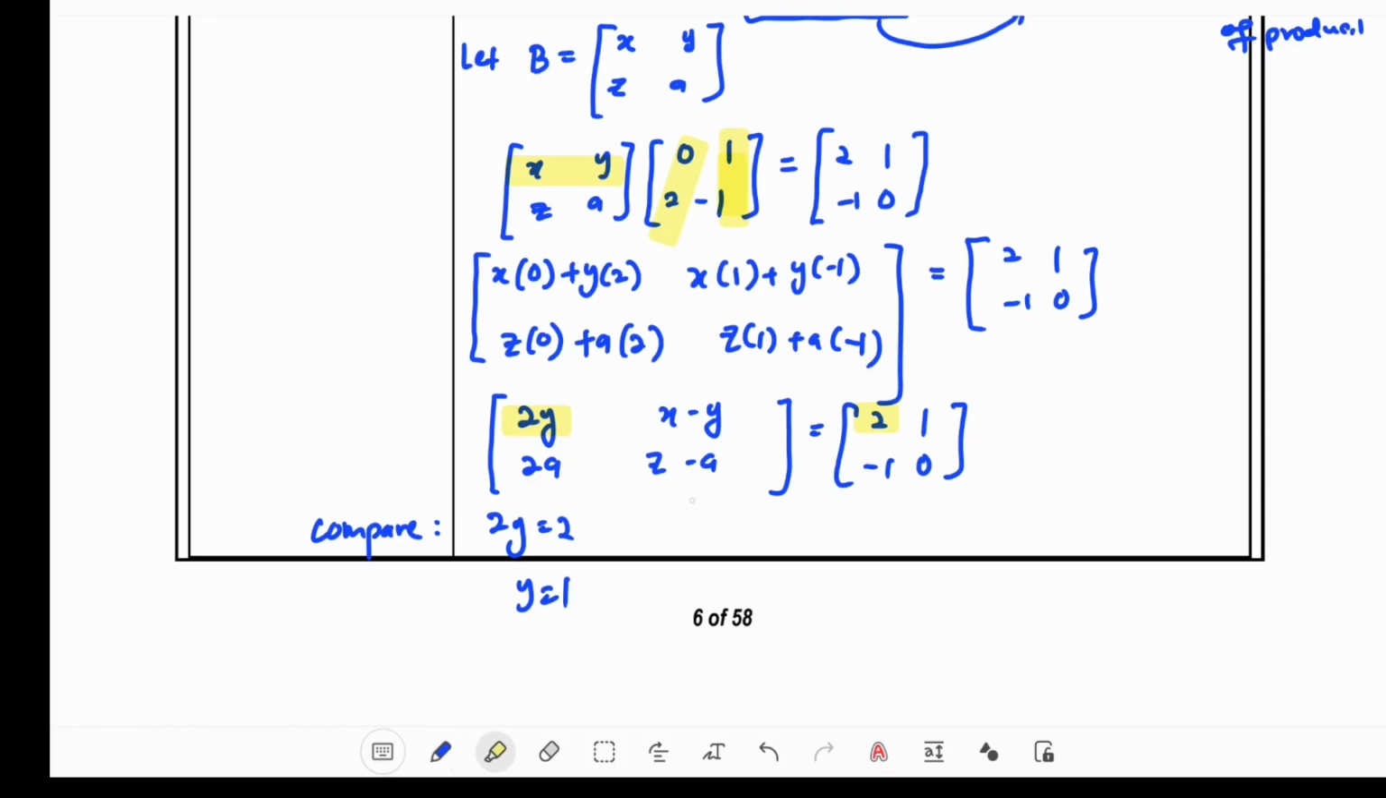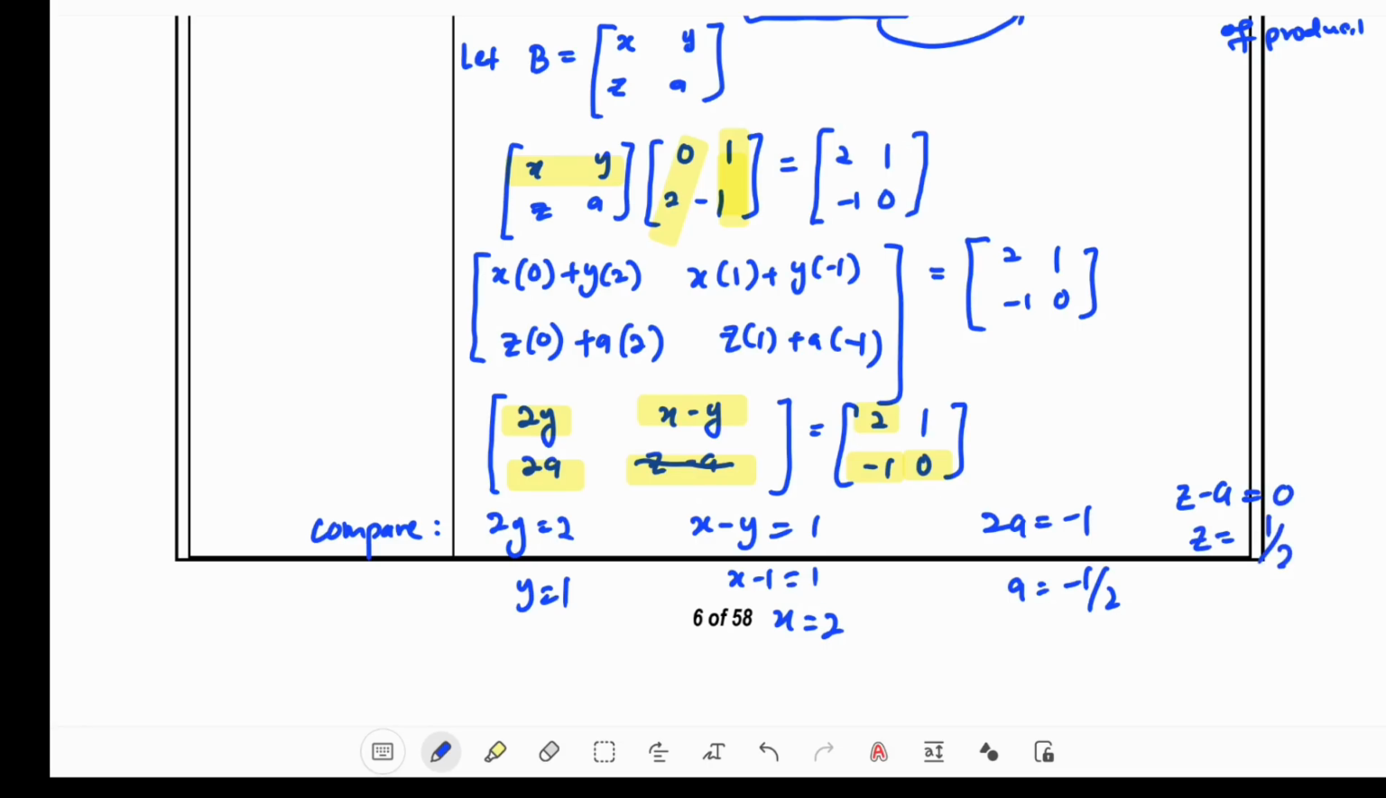And maybe we can proceed with the next entry. x minus y equals 1. Since y is 1, x minus 1 equals 1, so x will give you 2. And 2e equals negative 1, so e will give you negative half. And lastly z minus e equals 0. So z equals negative half. Okay, sorry, z equals negative half. So we're done.